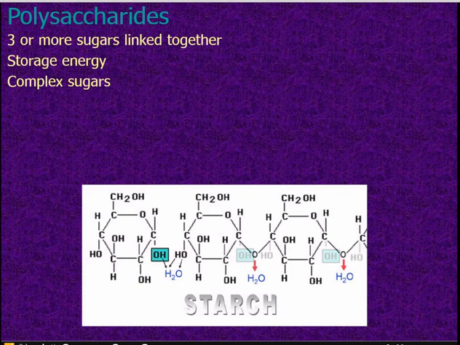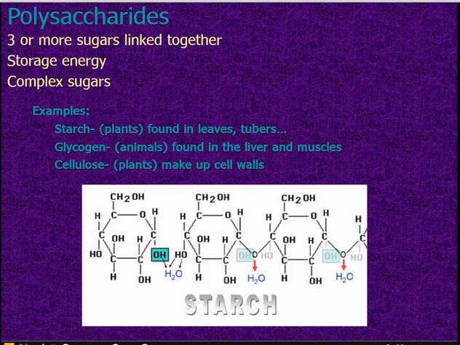Okay, the last category of the carbohydrates are the polysaccharides. So we had monosaccharides, disaccharides, now we have polysaccharides. Poly means 3 or more, so it's 3 or more of those single sugars that are all bonded together. They get bonded together when we remove water, and you can actually see that in the diagram below. These are storage energies. They're more complex, and so they take somewhat longer to digest. You might get polysaccharides in foods like spaghetti. They take a little bit longer to digest.